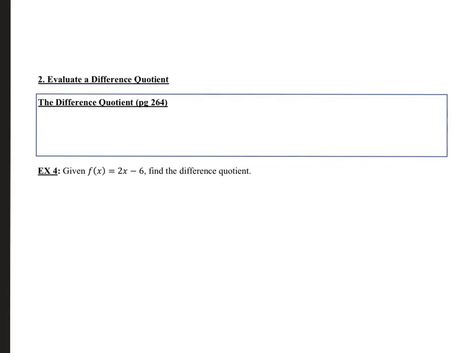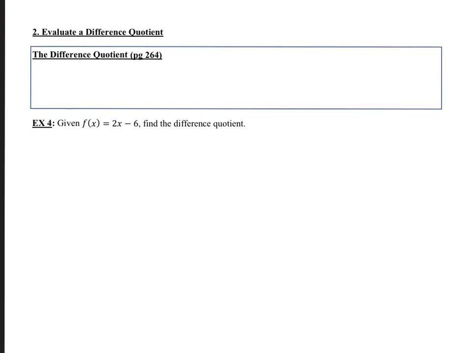So now let's take a look at objective 2, evaluating the difference quotient. So the difference quotient kind of comes from the average rate of change, which we looked over in 2.4. Also very similar to the slope. So the difference quotient is f of x plus h minus f of x divided by h, if you're given a function f of x, just generically f of x.